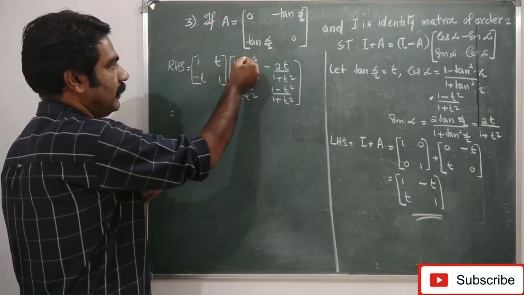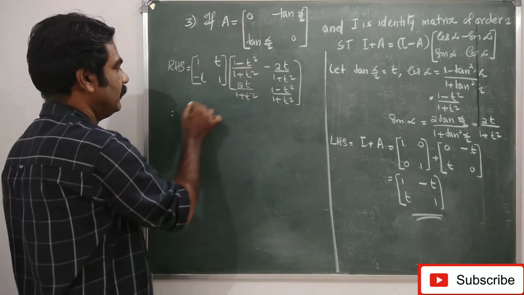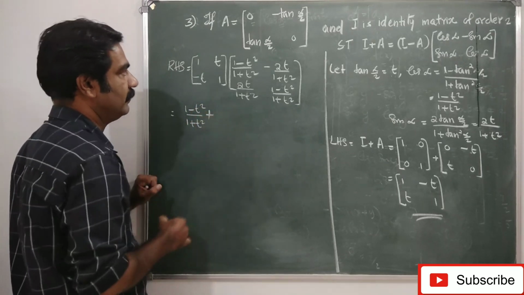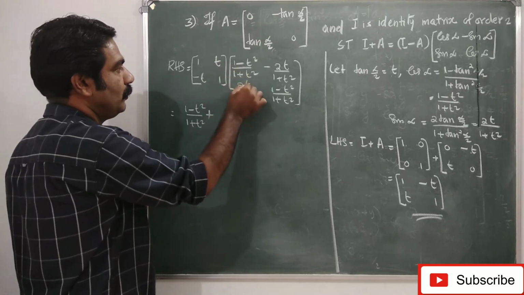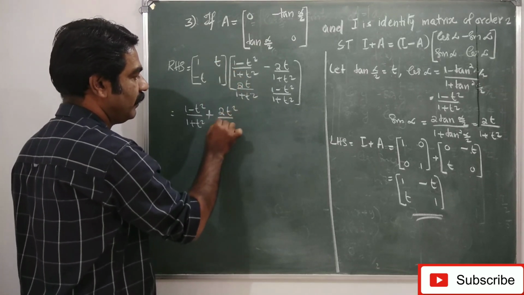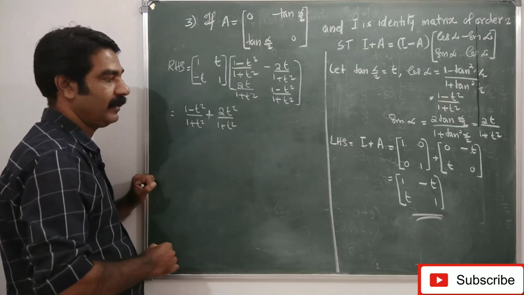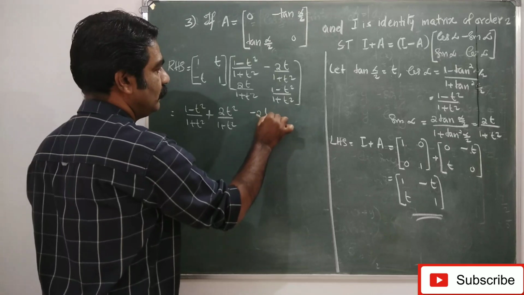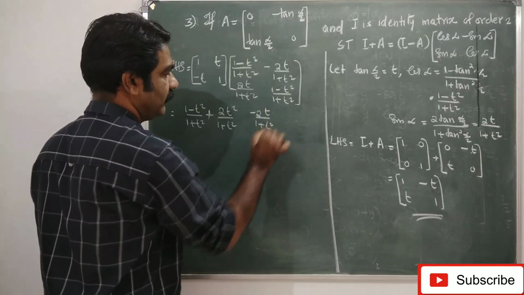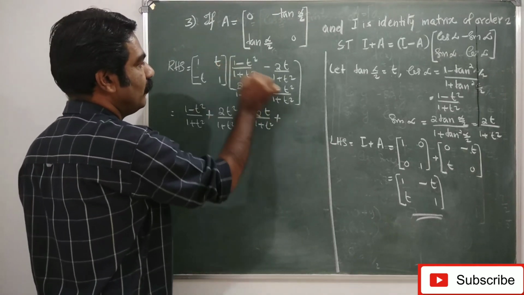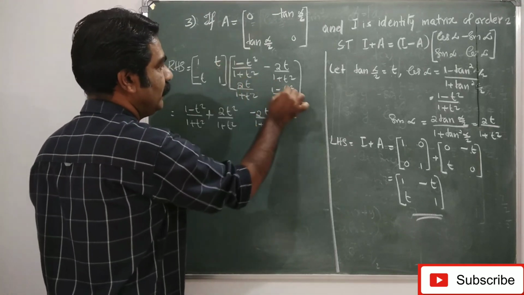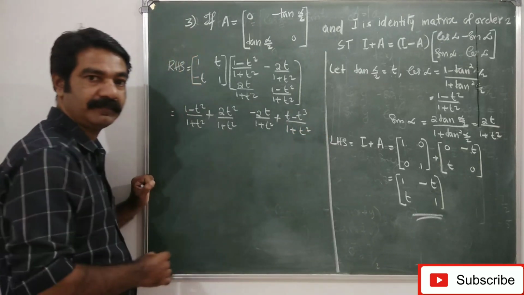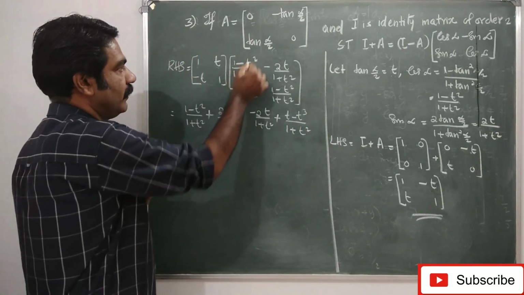The first row multiplied by the first column: 1 into 1 minus t square by 1 plus t square, plus t into 2t, which becomes 2t square by 1 plus t square. Now first row with the second column: 1 into minus 2t by 1 plus t square, plus t into 1 minus t square, which becomes t minus t cube, divided by 1 plus t square.